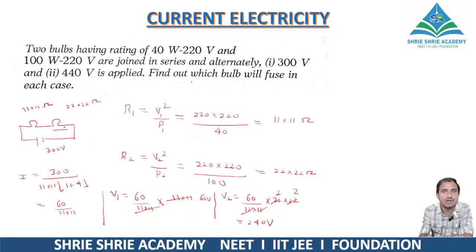But the rated voltage is 220. So it is crossing the rated voltage, so this bulb will fuse. The first will not fuse. Right. This is how you are going to approach these questions. Fine.